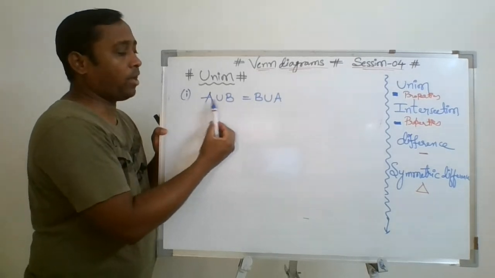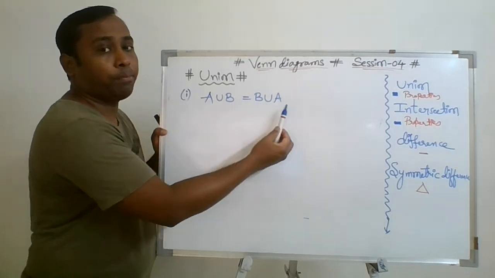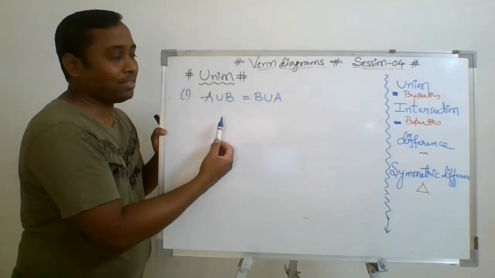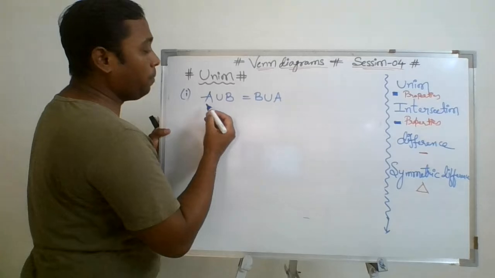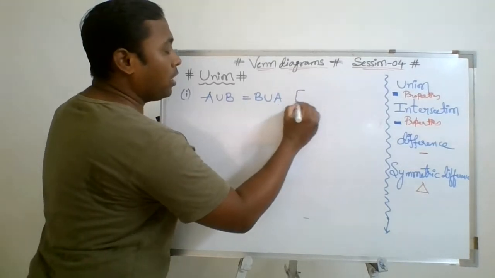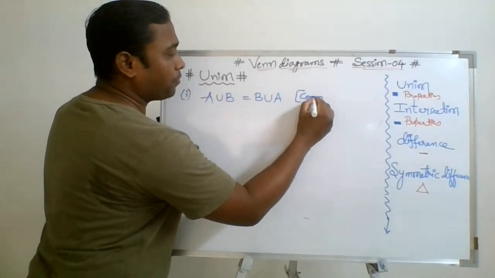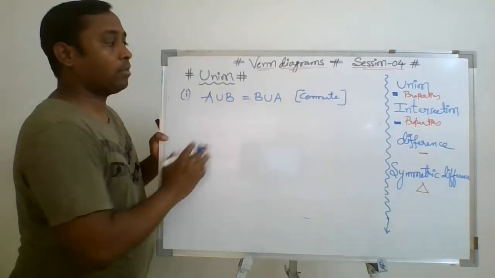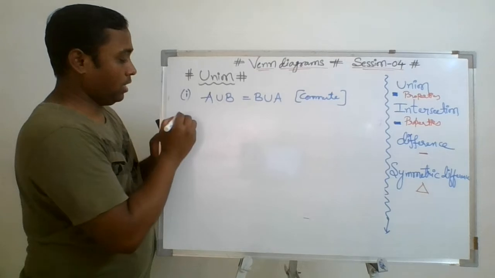Whether you are doing A union B or B union A, both give the same number of elements. They are equal sets. Therefore, this union is called commutative. They are following the commutative property. This is called union is commutative.